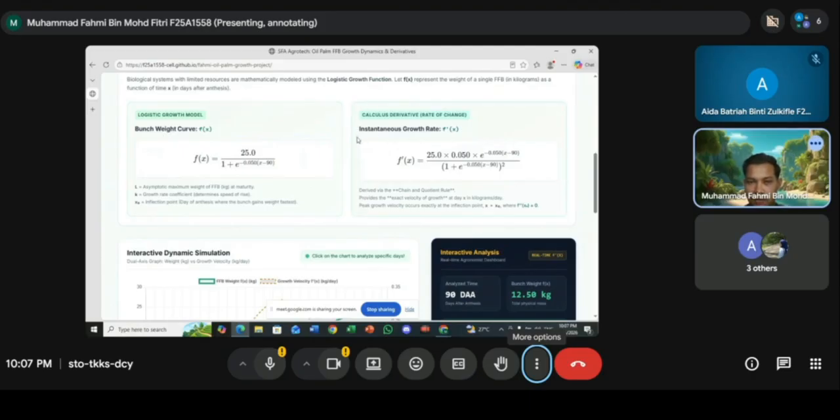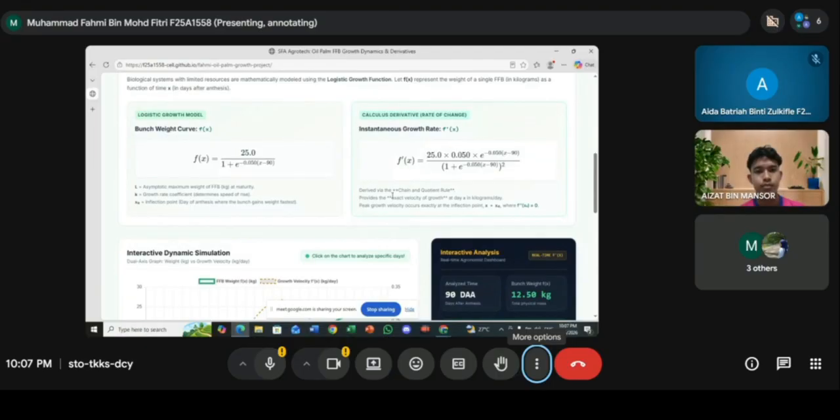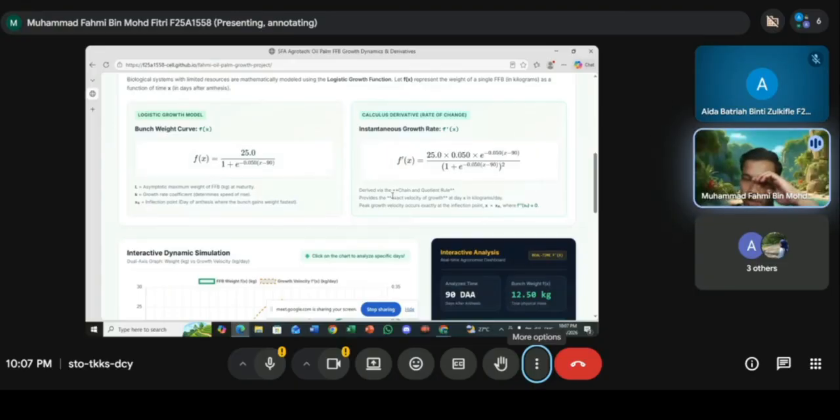Calculus derivative, rate of change. The instantaneous growth rate F'(x), derived via the chain and quotient rule, provides the exact velocity of bunch growth per day x in kilograms per day. Peak growth velocity occurs exactly at the inflection point x0.